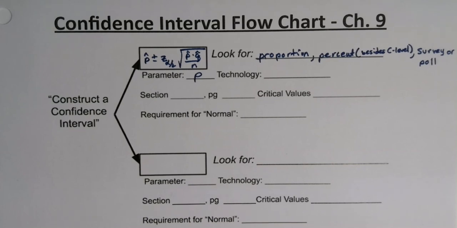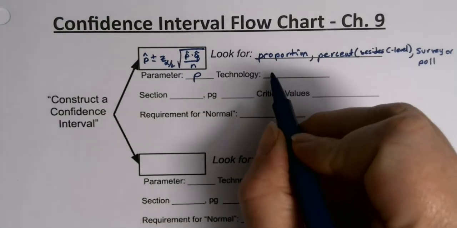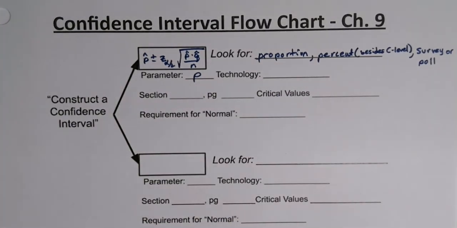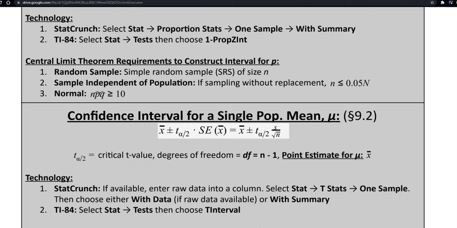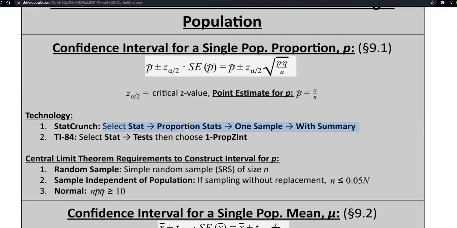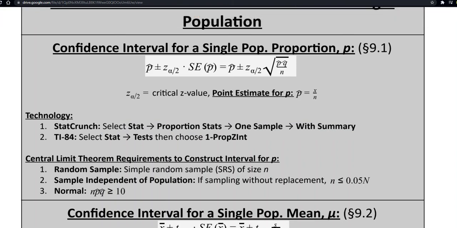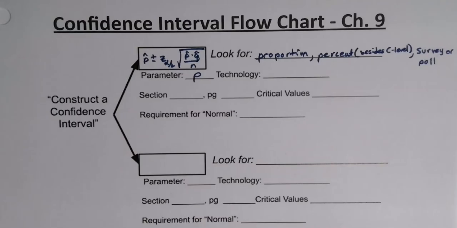Now in technology, there's two options. Most of us are using StatCrunch, and those instructions are on the same packet that had the exam notes packet. If I pull this up, it says it right here: Stat, Proportion Stat, One Sample, With Summary. If you're using a calculator, it's 1-PropZInt. So write whichever one of those is appropriate for your situation. If you're using the calculator, write 1-PropZInt for yourself. If you're using StatCrunch, write this set of instructions for yourself. Either one's fine. I'm using StatCrunch.